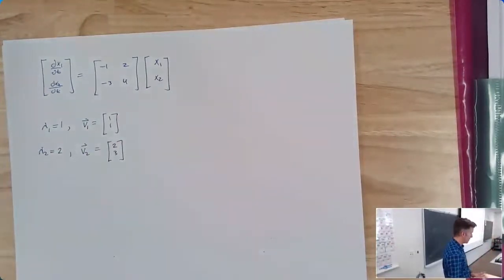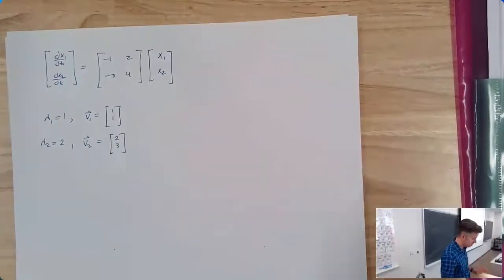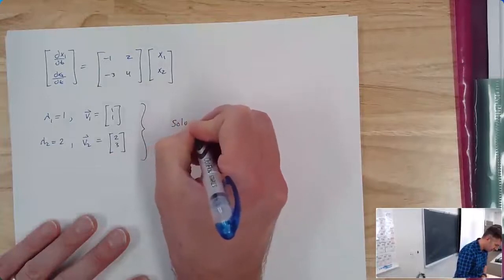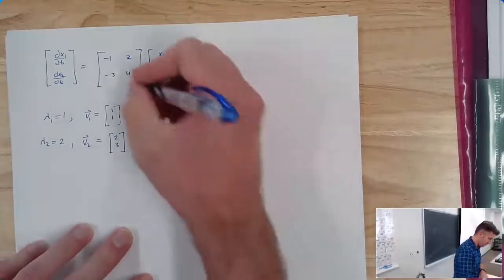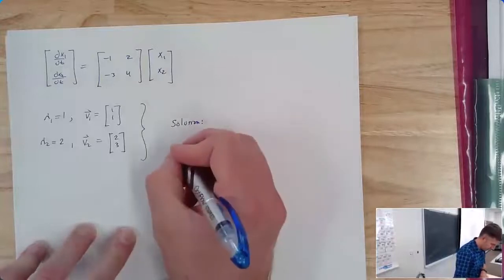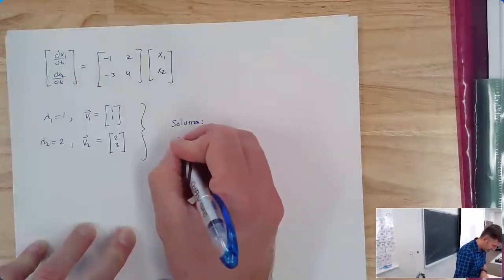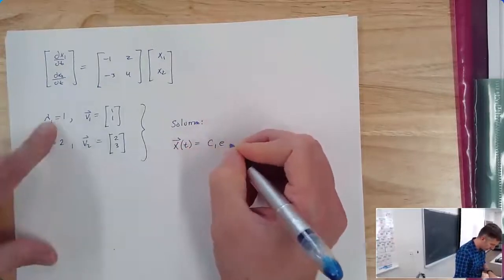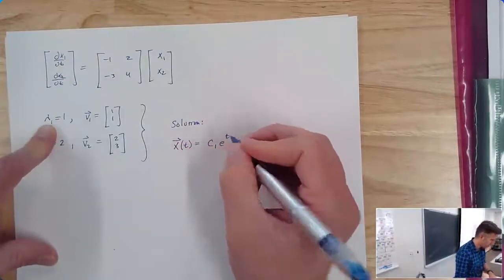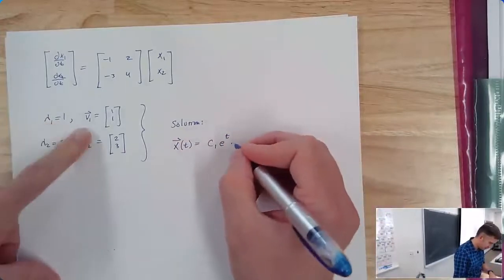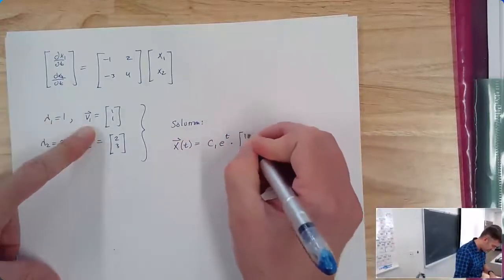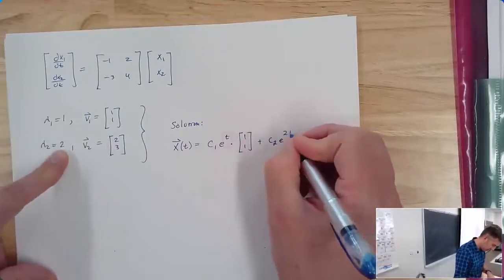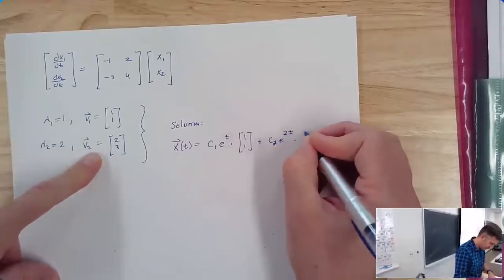Okay. So now we're just going to write down the solution. Our solution to that system up there is going to be x of t as a vector equal to c1 e to the lambda 1 times t, and 1 times t is just t, times that first vector, plus c2 e to the lambda 2 times t, times that second vector.